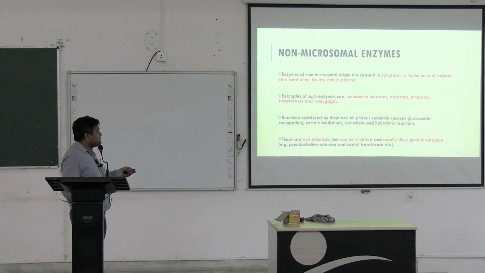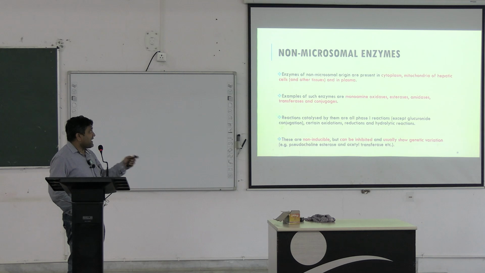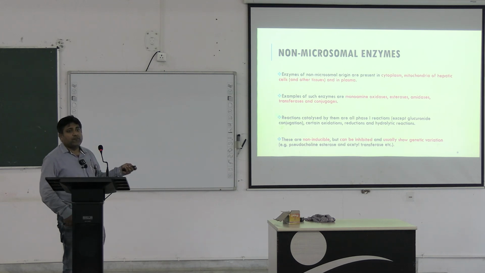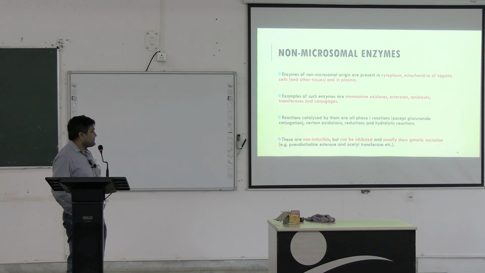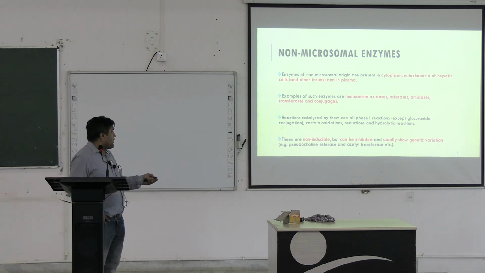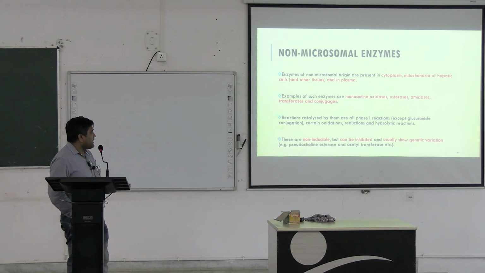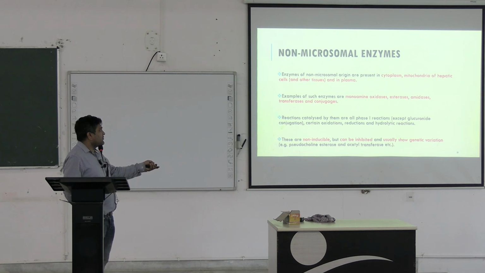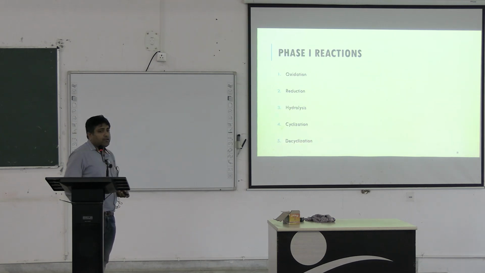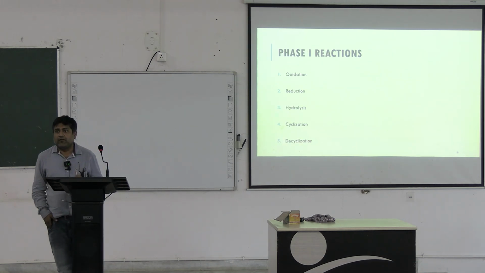Reactions catalyzed by them are all phase 1 reactions except glucuronide, which is a phase 2 reaction, certain oxidation, reduction and hydrolytic reactions. These are non-inducible, they are not activated, but can be inhibited and usually show genetic variation, like pseudocholinesterase, we will discuss it later, acetyl transferase and others.